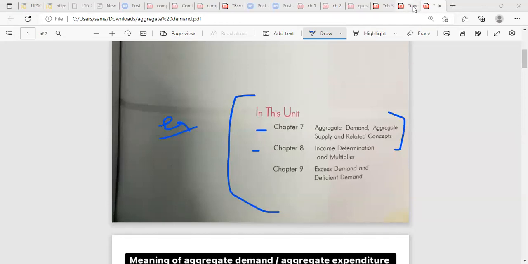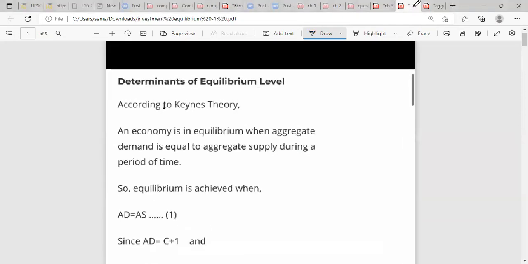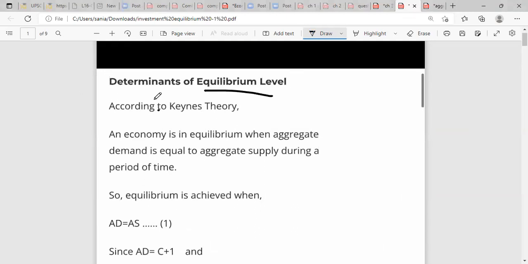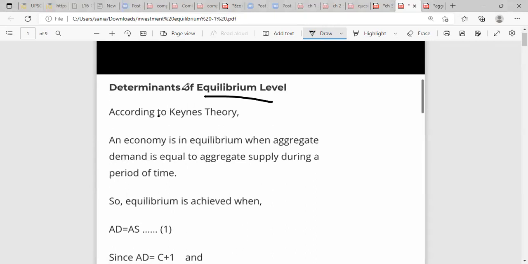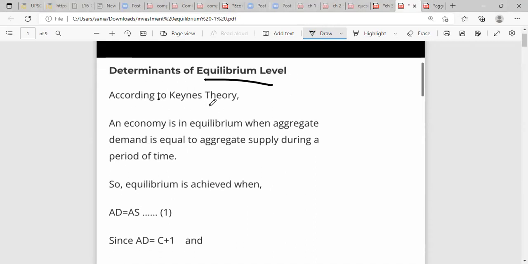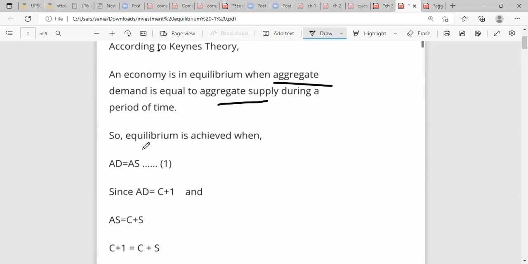Okay, so let's just start. First of all, it is equilibrium. The first concept is determination of equilibrium level. According to Keynes's theory, an economy is in equilibrium when aggregate demand is equal to aggregate supply during a period of time. We already discussed AD and AS in the previous chapter. So when AD equals AS, that will be your equilibrium point.